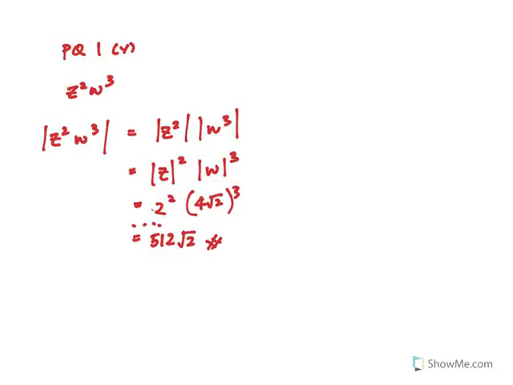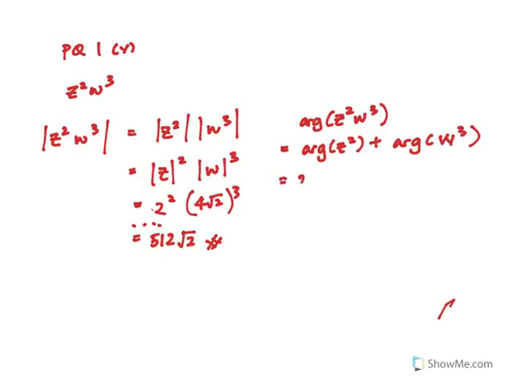This is the modulus. And next up, we have to look at the argument. So what is the argument of Z power 2 W power 3? Remember I told you that the argument of a product is the same as the sum of the arguments. So we can say that this is the argument of Z squared plus the argument of W to the power 3. Again, what is the argument of Z to the power of 2? If you read your notes, you know that it's just 2 times the argument of Z. And the argument of W power 3 is the same as 3 times the argument of W.